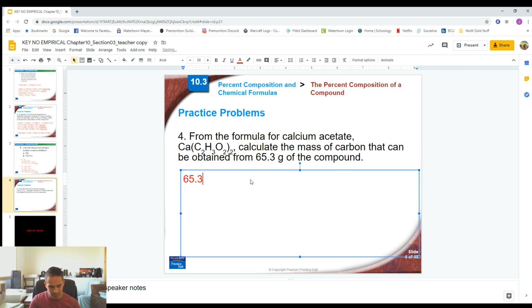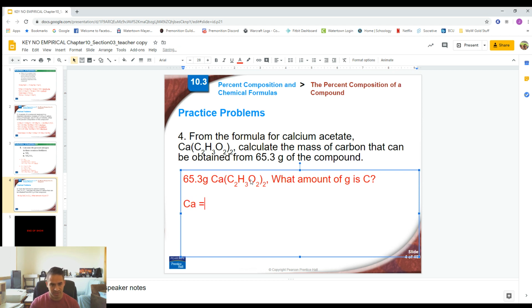Okay, so we have 65.3 grams of this material. Okay, and again, the question is, what amount of grams is carbon? So what amount of that 65.3 grams is just grams of carbon? Okay, all right, so to do this again, we're going to need to know percent composition because we want to know what is the percentage of the carbon in that compound, and then we're going to apply that percentage to the 65.3 grams. Okay, so we're going to need to know molar mass first.